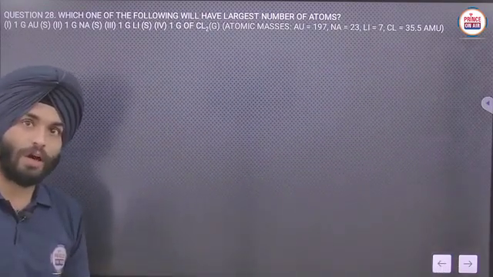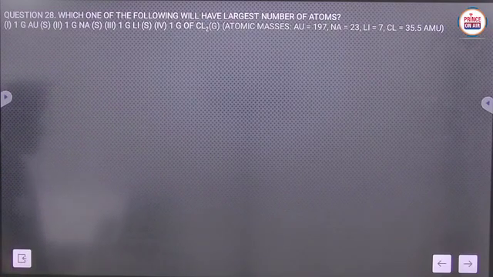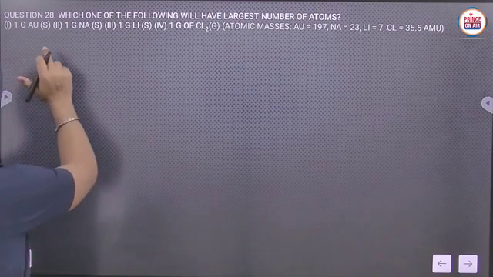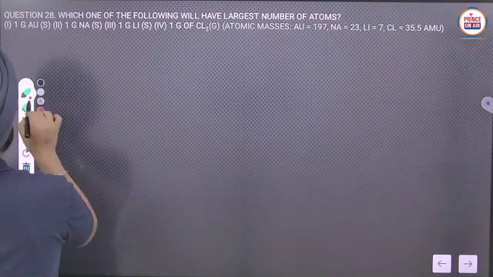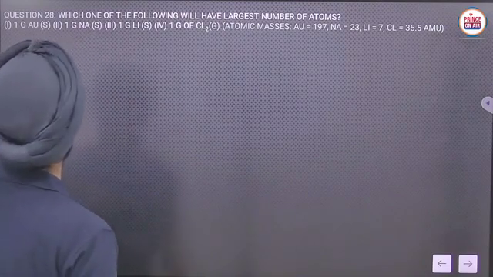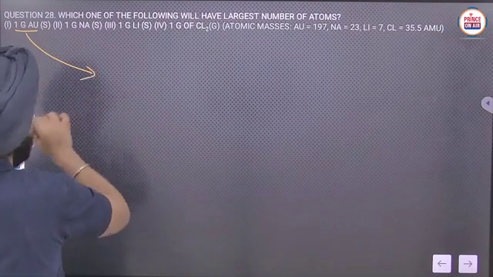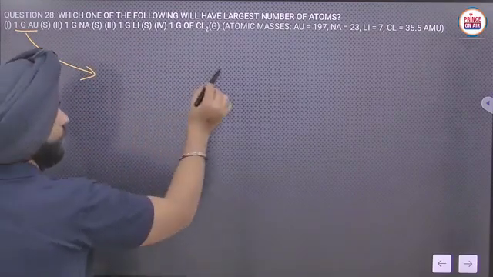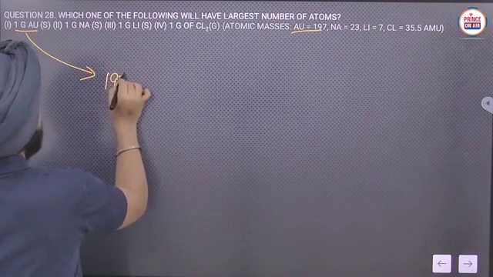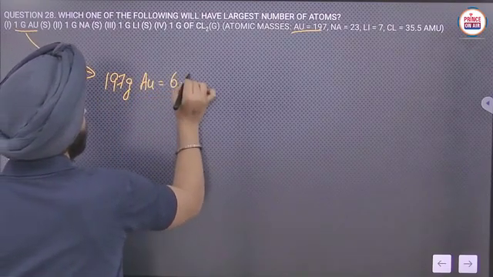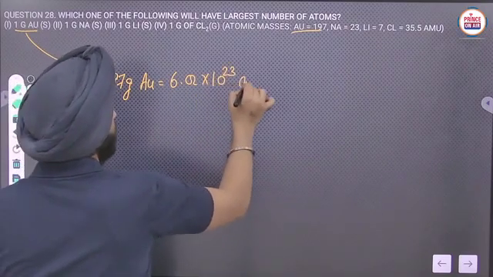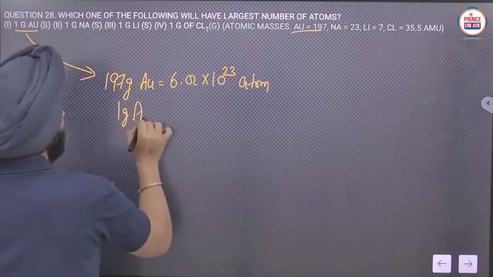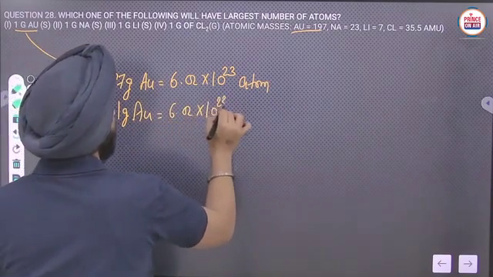Okay, try to do this now. Yes, done. Now you can see this, which one of the following will have the largest number of atoms? 1 gram of Au means 1 gram of gold. Here the gold atomic mass is given to you. If it is 197 gram of gold, it will carry 6.02 × 10^23 atoms of gold. So 1 gram of gold will carry 6.02 × 10^23 upon 197.